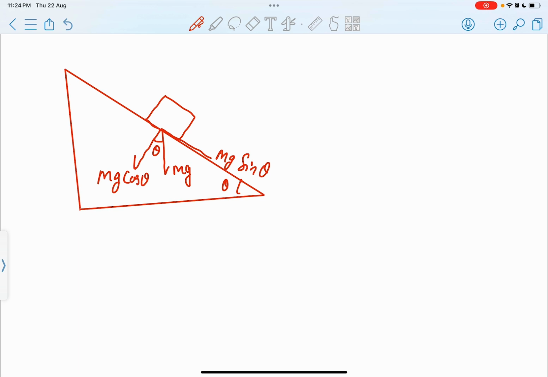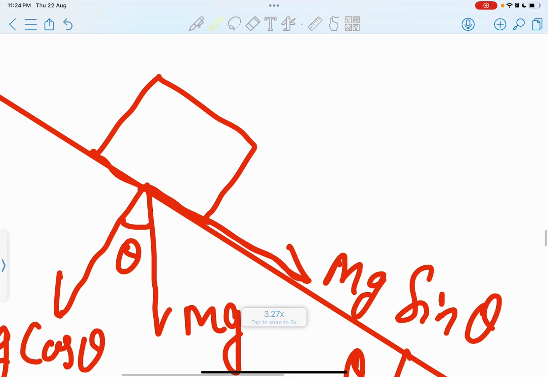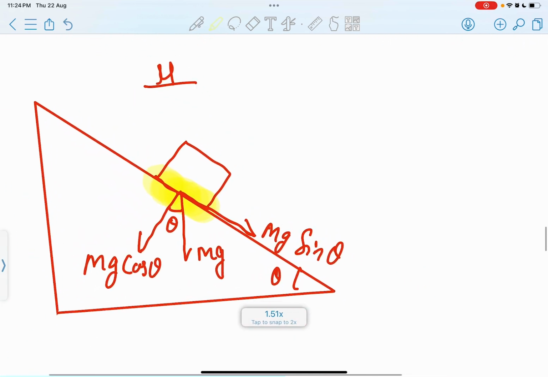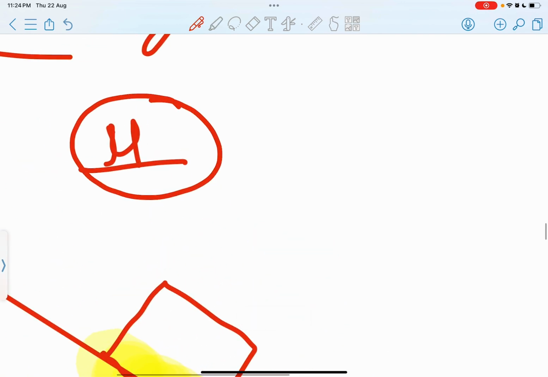Because the angle between perpendiculars to two lines which are inclined to each other is the same angle. Okay. Now, what will be the value of friction? See, the coefficient of friction between the block and this inclined plane is mu.